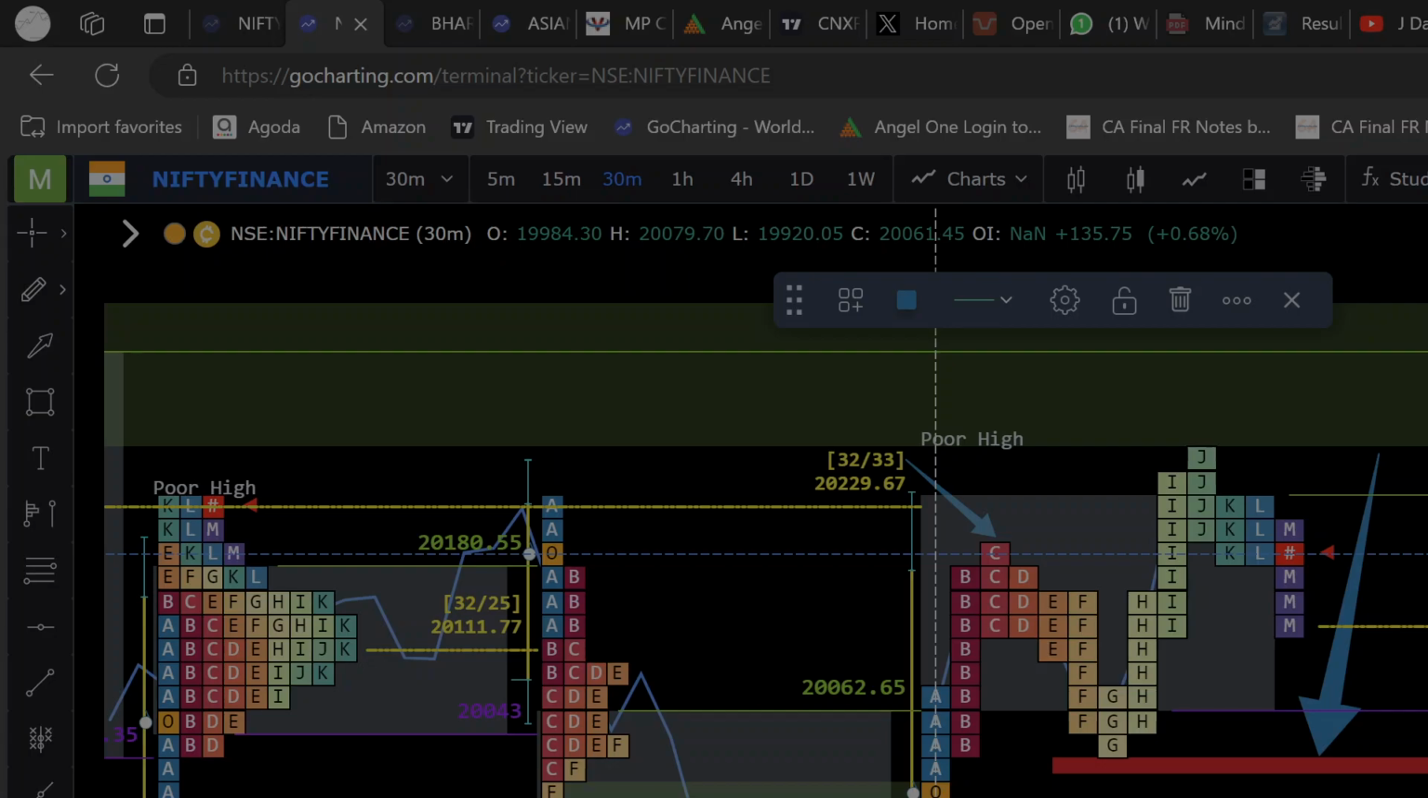Then we have a chance of repairing this particular weak low that was made somewhere at 19,795. That should only be considered if we break this particular reference. If we just take a support, it's a good opportunity to go long, and then add for the target, which should be these single moves, which is the D reference. So we can come all the way till here.